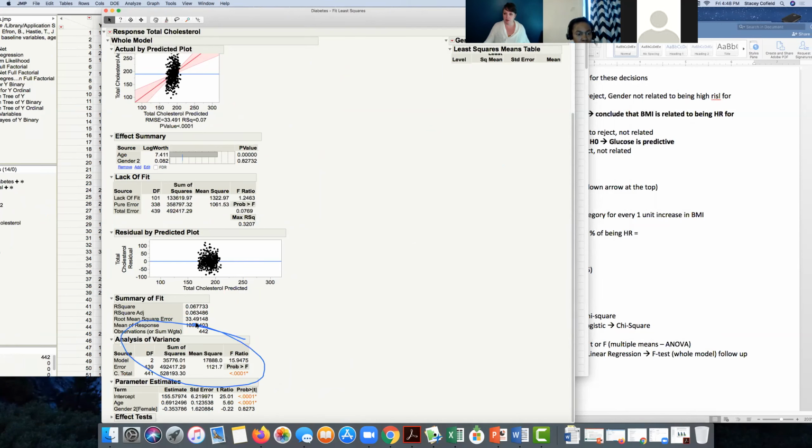This would tell me this model is useful. Significant p-value, this model is useful. My next question, which variables are useful? Those are down here, those are t-tests. It's doing what we did for correlation. So this variable versus that variable, is it useful? It's a t-test on the slope, so it compares it to 0. In this case, age is useful in predicting total cholesterol, gender is not. It is very literally an identical setup. Whole model test, individual variables.